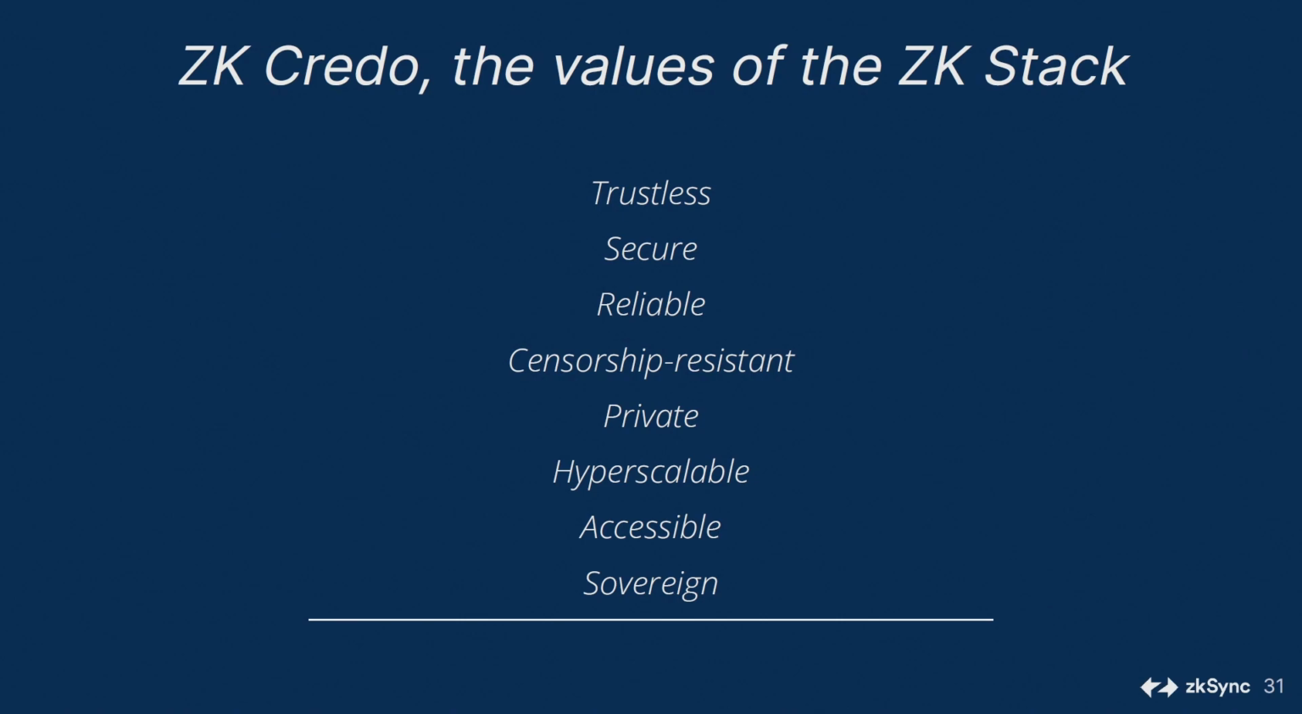It needs to be censorship resistant. This is guaranteed by L1 priority queue. You can force transactions through the L1, and the sequencer will also be decentralized. Private, this is harder to achieve. In the long term, privacy needs to be achieved for users.